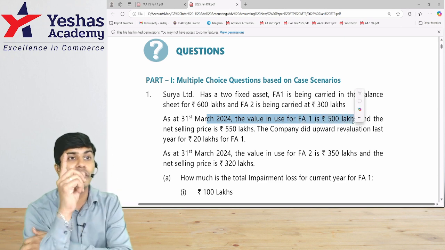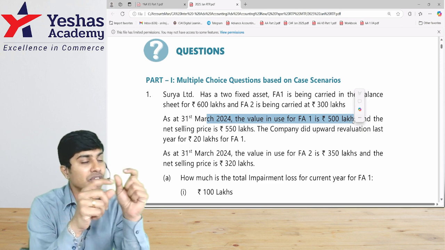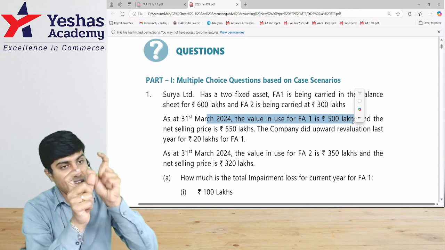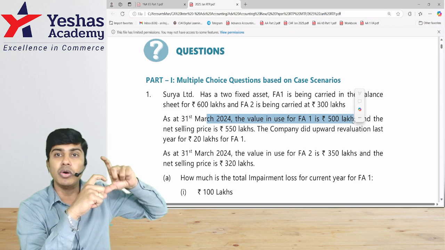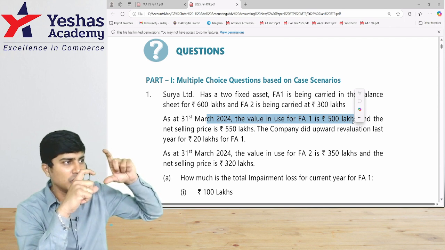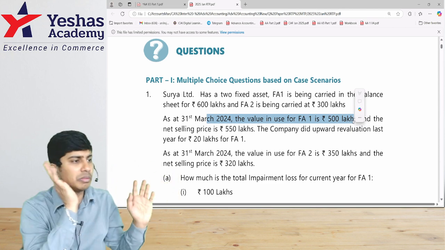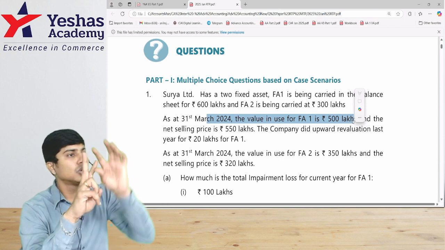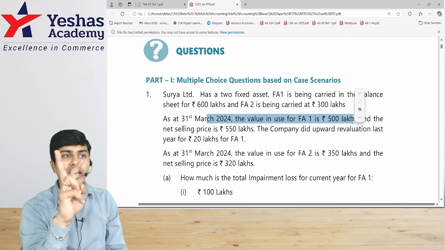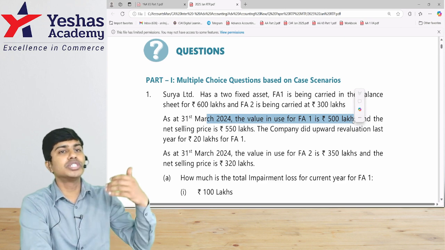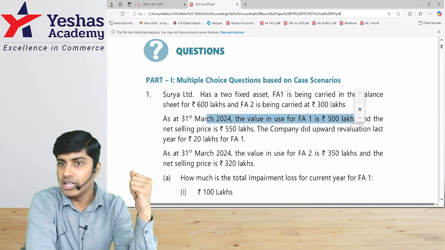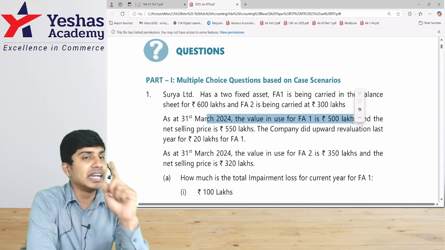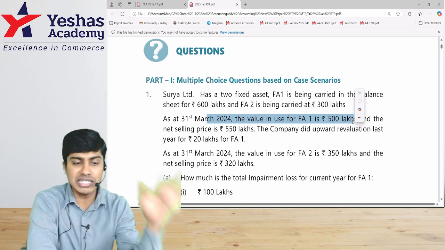If you remember, to check whether an asset is impaired or not, we need to compare our carrying amount with recoverable amount. If carrying amount is more than recoverable amount, asset is impaired. If the carrying amount is less than recoverable amount, asset is not impaired. Recoverable amount is higher of two things. One, value in use. Two, net selling price. Value in use is present value of the future cash flows arising from utilizing the asset. NSP is net selling price on sale of the asset as of today. Net selling price is expected selling price minus selling expense.